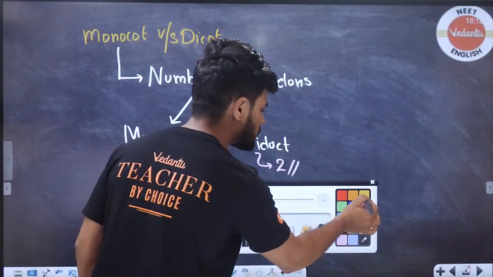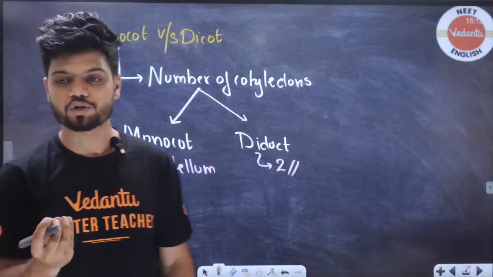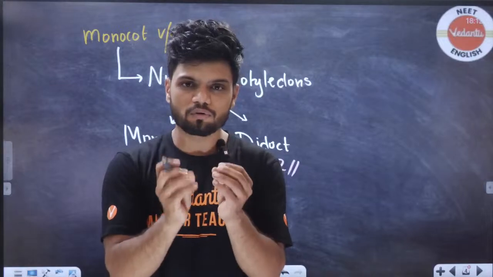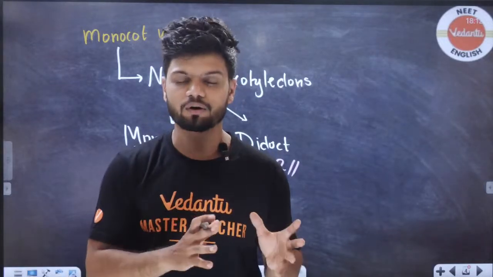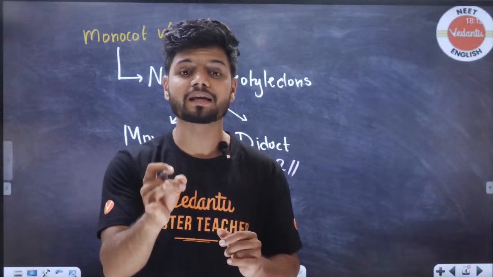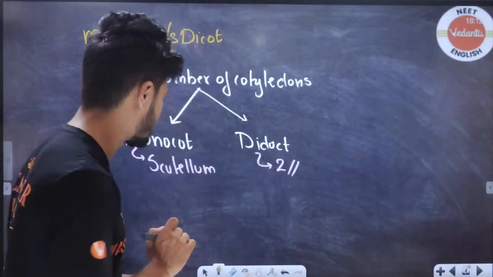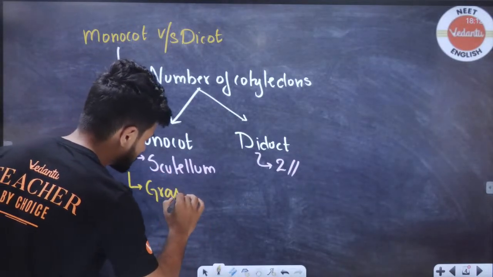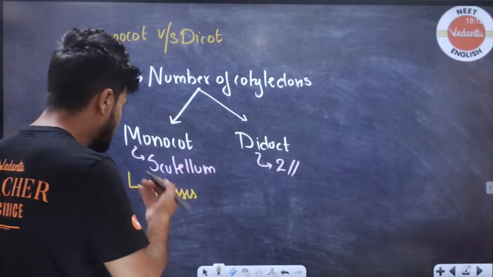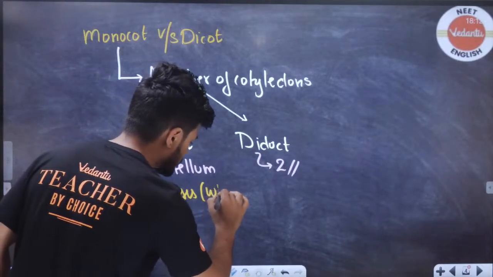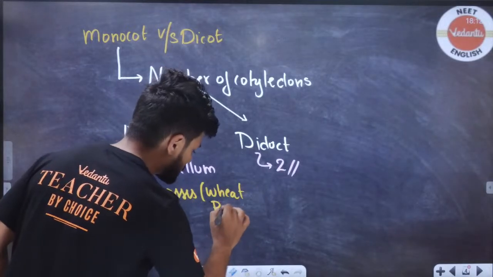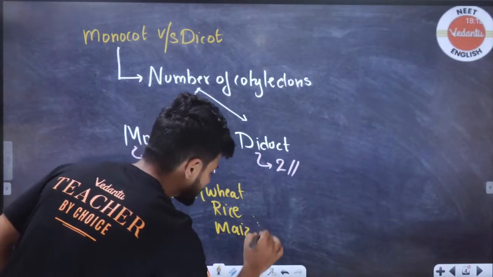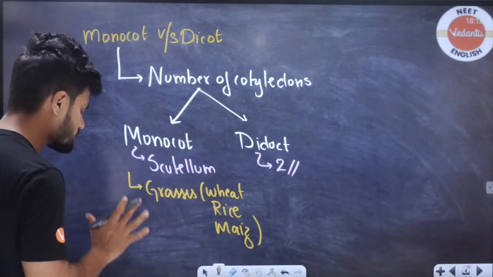But in examination, students, sometimes they will ask you questions based on the example given. So you need to know a few basic examples of monocot and dicot. Let me tell you, based on which questions can come in your examination. For monocots, one of the famous examples is the grasses. All of you are aware: wheat, barley, rice, maize, all of these are called grasses.